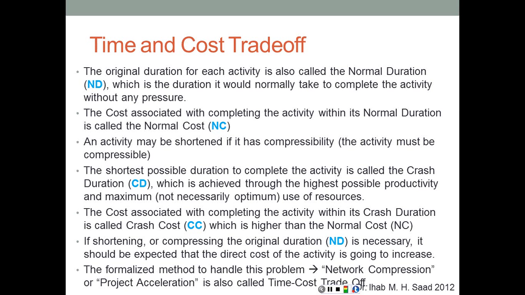So if shortening or compressing the original duration or normal duration is necessary, it should be expected that the direct cost of the activity is going to increase. The formalized method to handle this problem, which is called network compression or project acceleration, is also called the time cost trade-off, or relationship between time and cost.